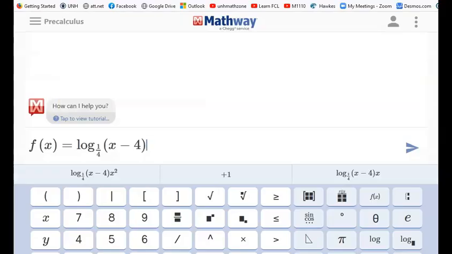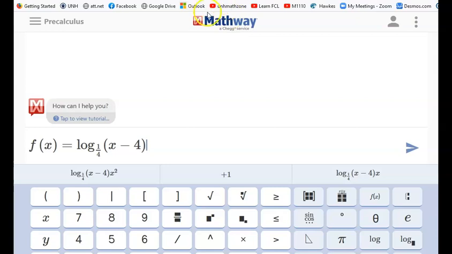I'm going to give you a little bit more enrichment on graphing and transitions here. I've gone to a site, Mathway, which is like Desmos.com. This is another math program software that you can get online.